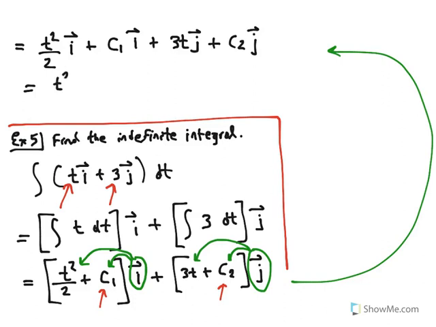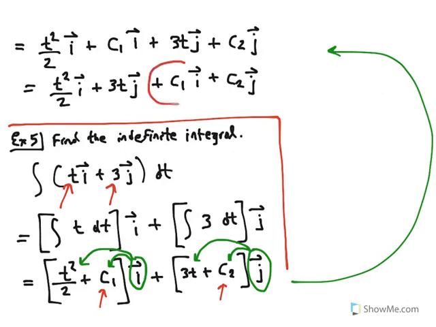So we're going to have t squared over 2 i plus 3t j plus C sub 1 i plus C sub 2 j. And this is what I'd like for you to notice. What you have here is just a constant vector. C sub 1 could be any constant such as 5 or 7 or negative 2. And C sub 2 likewise could be any constant, 0, 3, 7, negative 1/2, etc.